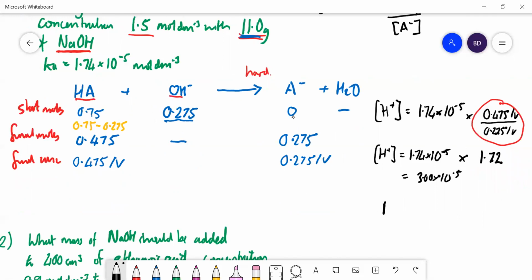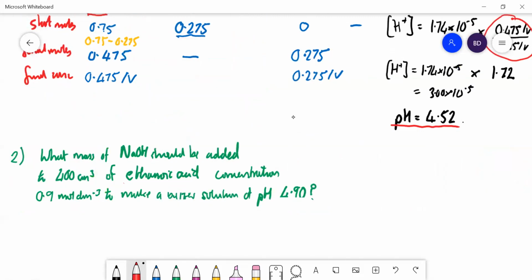The pH is equal to 4.52 to 2 decimal places. There is our answer. So that was a hard buffer calculation. Right, now let's have a look at another one. This one is tricky as well.